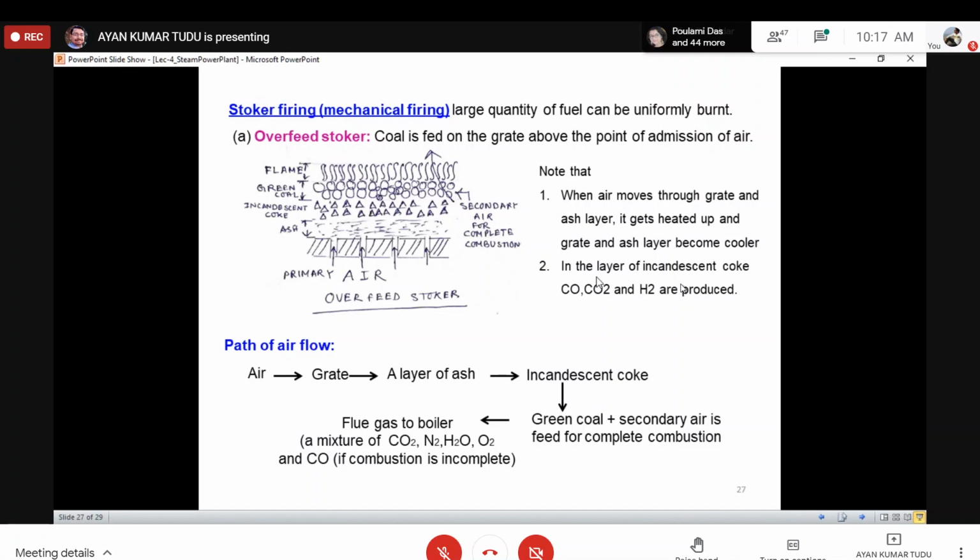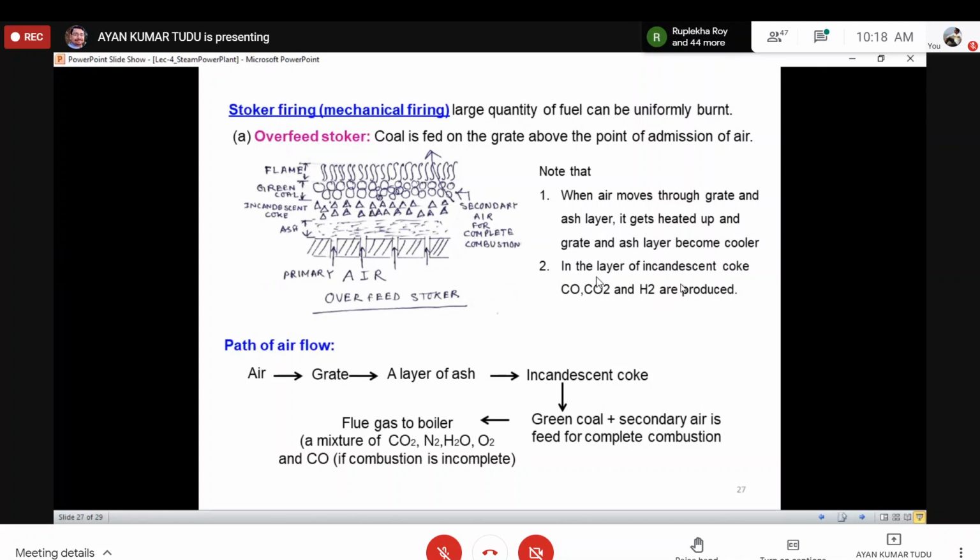So the flue gas is a mixture of carbon dioxide, nitrogen, hydrogen, means water particles, and/or oxygen, and carbon monoxide if the combustion is not complete. So we generally try to make the combustion as complete as possible so that the carbon monoxide content in the flue gas decreases. Okay. Next, what we have?